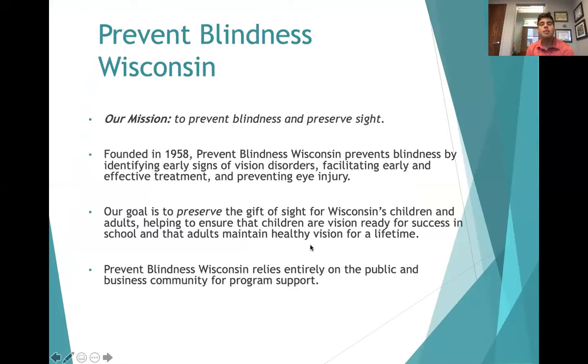Our mission is to prevent blindness and preserve sight. Founded in 1958, Prevent Blindness Wisconsin prevents blindness by identifying early signs of vision disorders, facilitating early and effective treatment, and preventing eye injury. Our goal is to preserve the gift of sight for Wisconsin children and adults, helping to ensure that children are vision ready for success in school, that adults maintain healthy vision for a lifetime. Prevent Blindness Wisconsin relies entirely on the public and business community for program support.